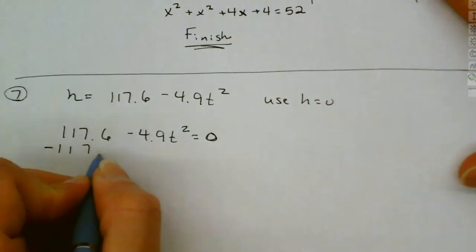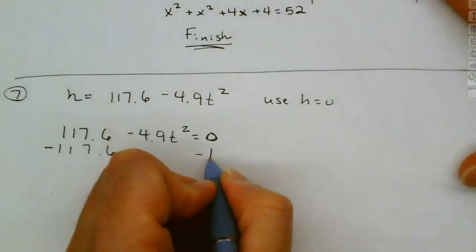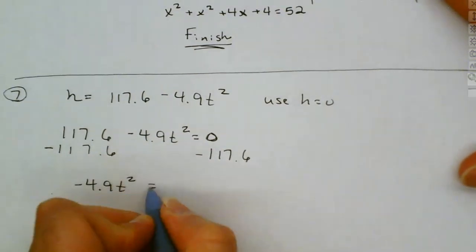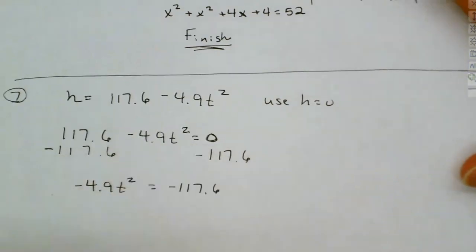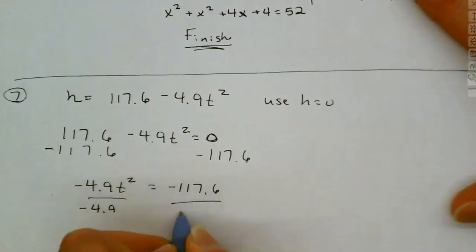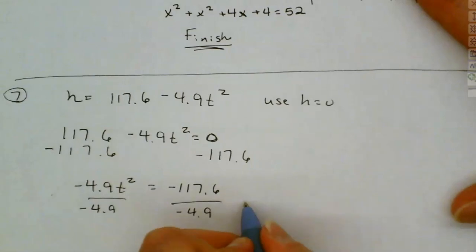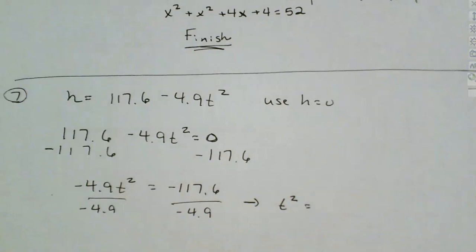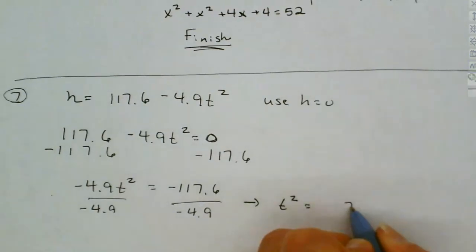Yep, move that 117.6 over. And that gives you a minus 4.9 t squared equals a minus 117.6, right? And I'm going to go ahead and finish this one, just to refresh your memory on how to use the square root property. Divide out by that minus 4.9. And now we've got t squared equals, use our calculator here, 117.6 divided by 4.9. That comes out as a 24.